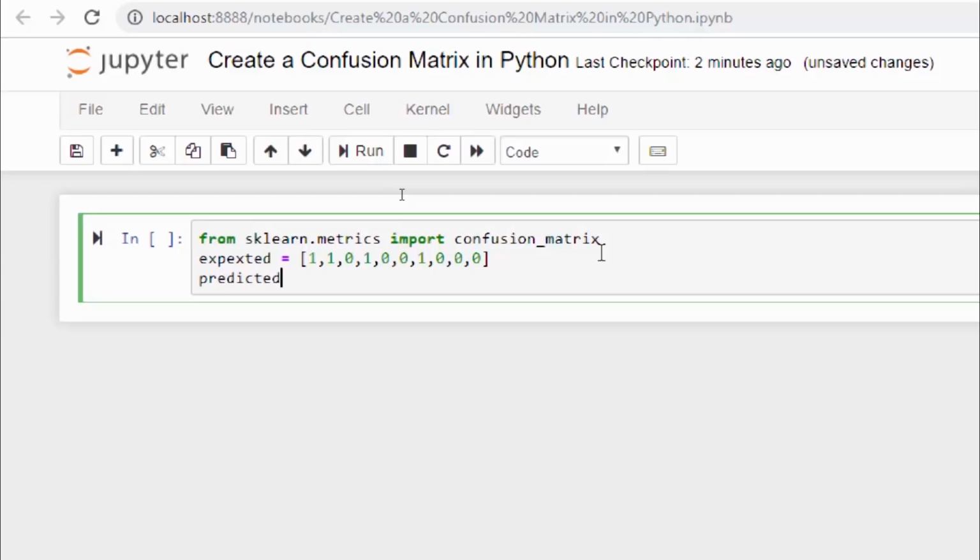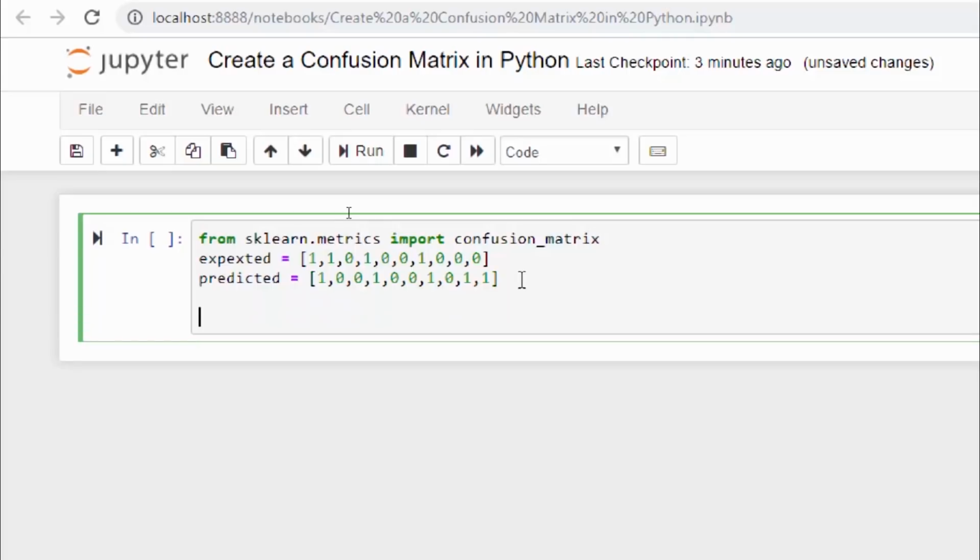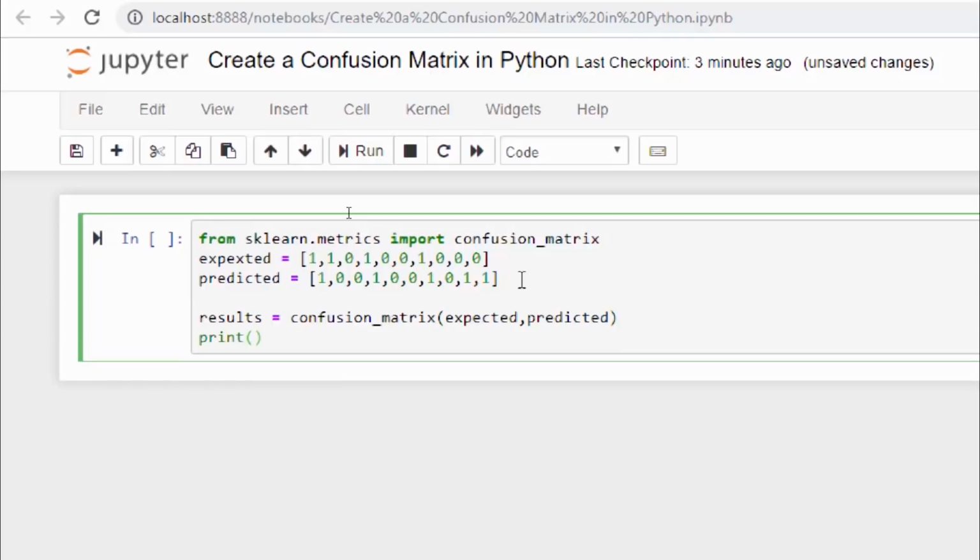So predicted equals, first it's predicting correct. Next let's say 0, 0, 1, 0, 0, 1, 0, 1. So this is the predicted value. Now let's calculate the confusion matrix. So let's say results equals confusion_matrix. Inside this we'll pass our expected and predicted values, expected comma predicted, and print the result.